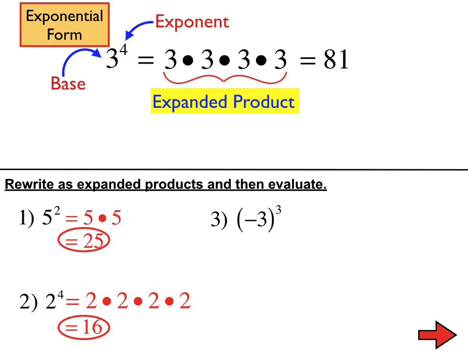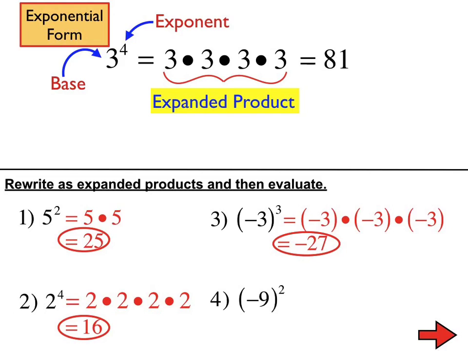Now, number 3 has a negative and it's in parentheses. It's very, very important when working with exponents that if there are parentheses, you leave them there. It will change the answer. Okay? So this is negative 3 to the 3rd power, which in expanded form looks like negative 3 times negative 3 times negative 3. Now, we all know that negative times negative is positive, but there are 3 of them. So this would be a positive answer or a negative answer? Negative. Awesome. Negative what? 27. Good.